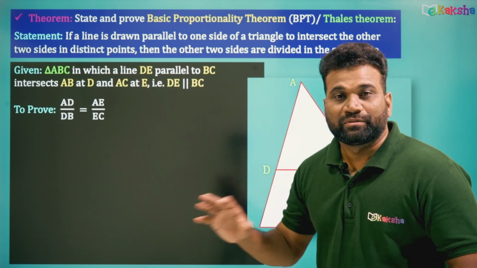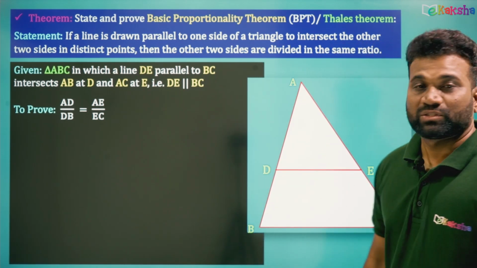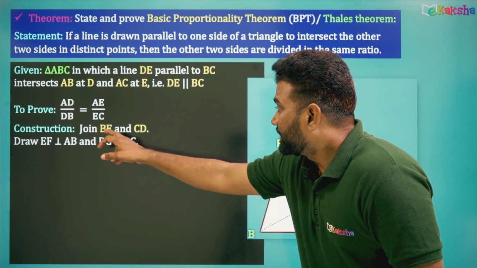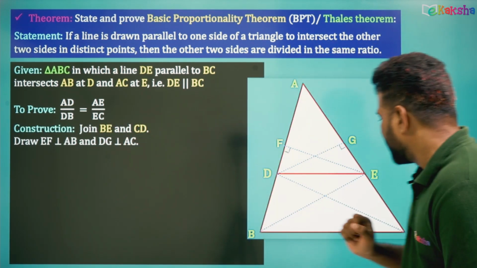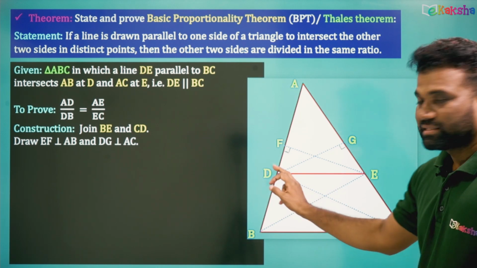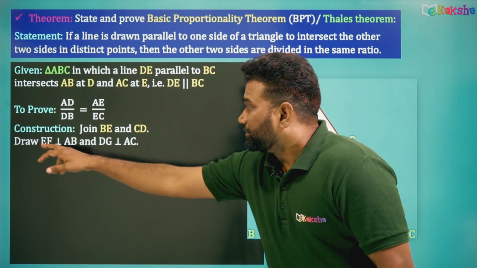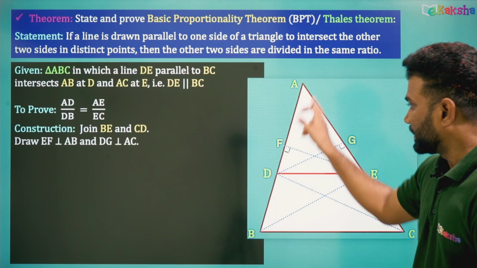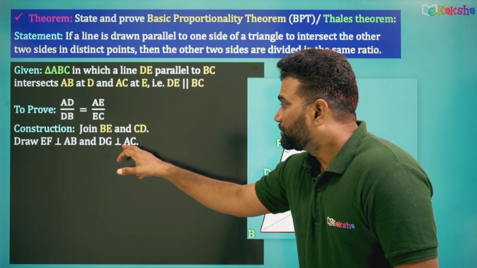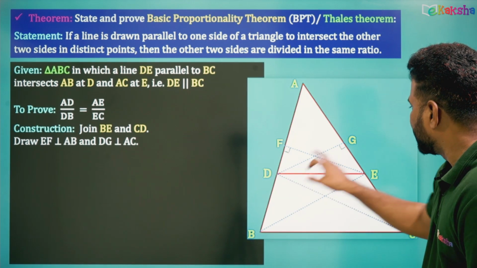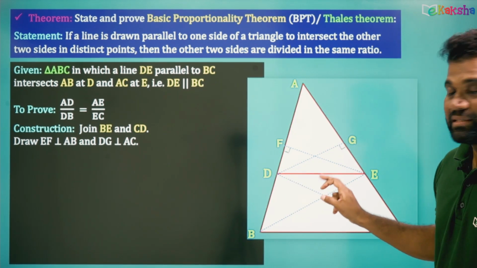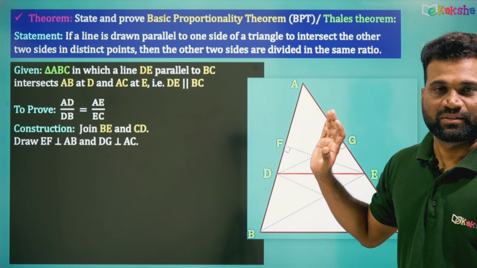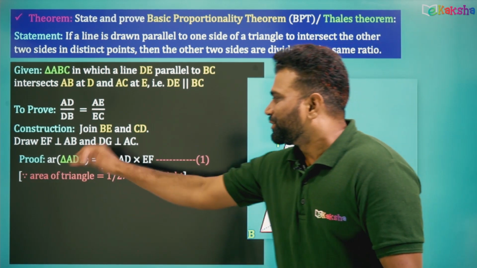For proving this we need little modifications in the diagram. So let's construct here: join BE and CD. Here we joined BE and CD, and we drew EF perpendicular to AB, and as well as DZ perpendicular to AC. So these are the modifications we have done in this diagram to prove this. Okay, so let's prove. Proof.